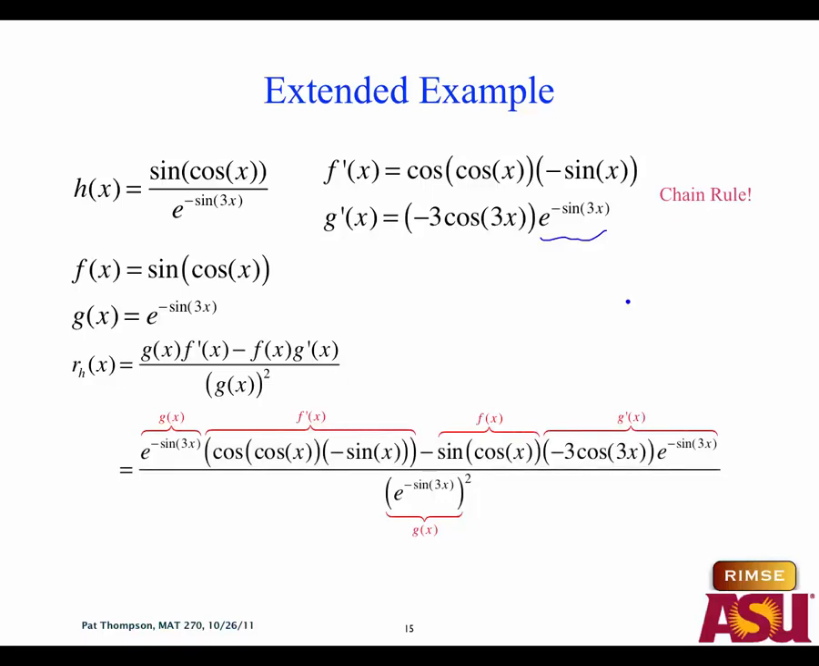Now we have low d high minus high d low over low squared as the rate of change of h with respect to x. This is the flavor of the mastery exam, these kinds of problems, knowing how to do this.